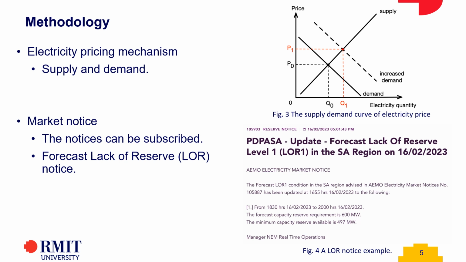A lack of reserve notice includes 4 critical pieces of information: the specific region or state where the lack of reserve event is predicted to happen, the expected timing of the event, which covers the date it's anticipated to start and end, along with the exact start and end times, the forecasted amount of capacity reserve needed during the event, and the minimum amount of capacity reserve that's expected to be available at that time.